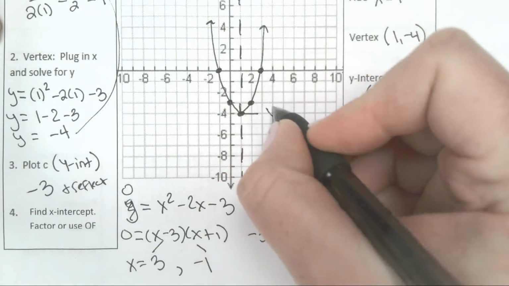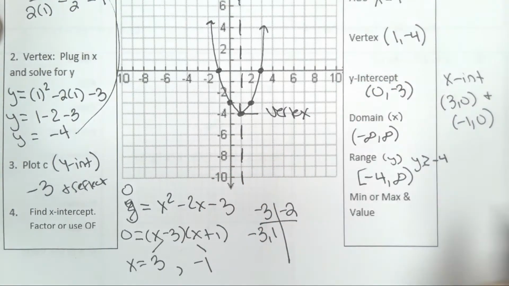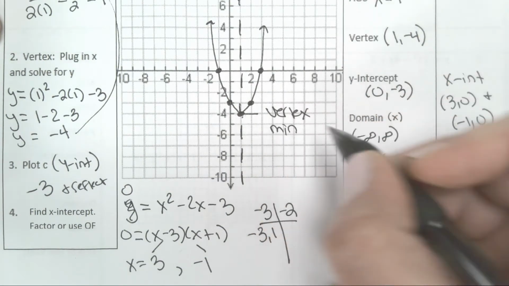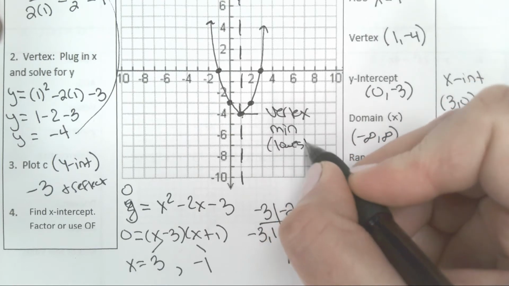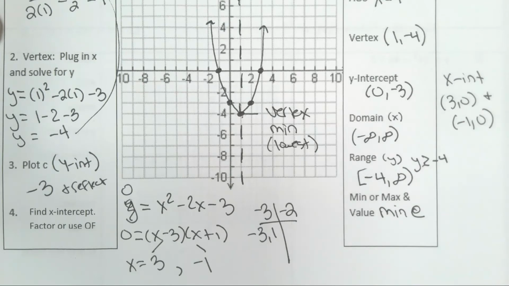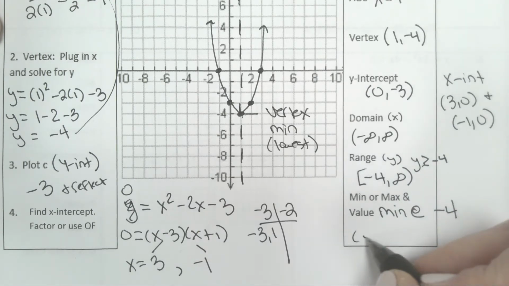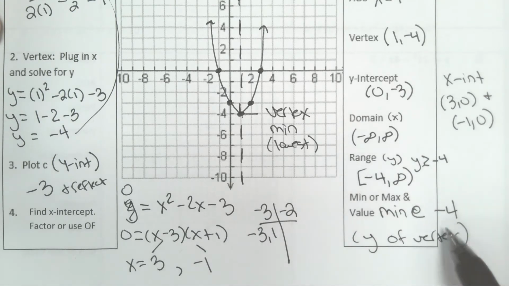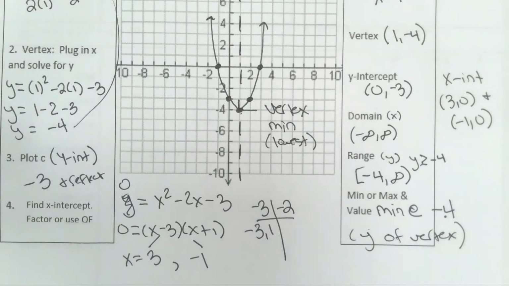All right, so we have a vertex right here, and that is at the lowest point. So that is a minimum because it is at the lowest point. So we have a min at -4. And so your min or max is always the y of your vertex. So I got that number because that is the y-coordinate of your vertex.